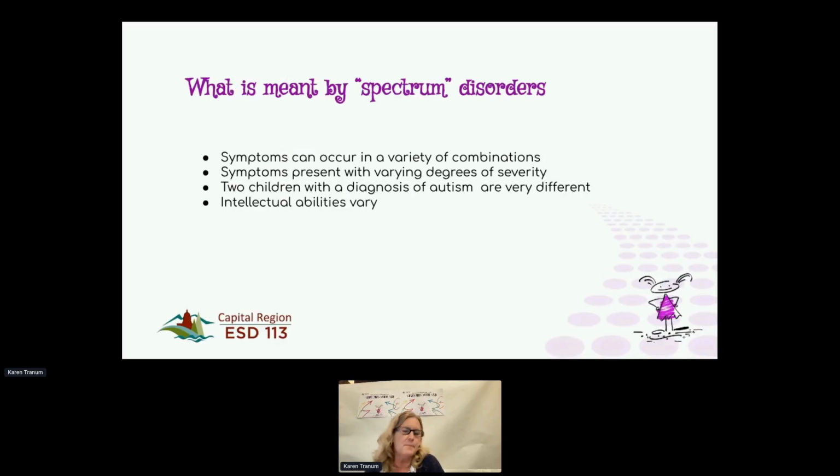So what is meant by a spectrum disorder? There's a very broad variety of combinations, with an underlying degree of severity. Two children with the diagnosis are very different. As I said, if you've met one child with autism, you've met one child, and that's one adult, one person. And the intellectual abilities can vary.